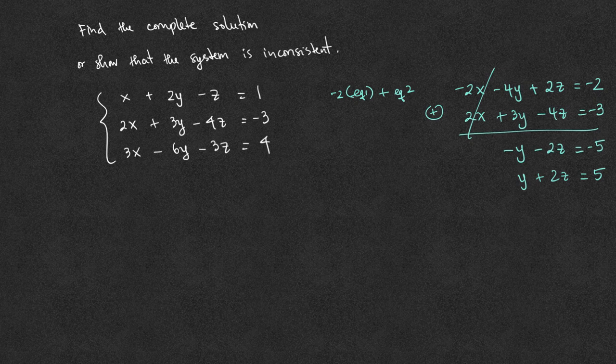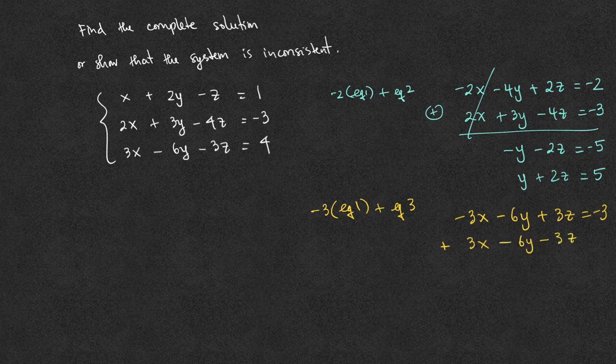We can also get rid of the 3x in the third equation by performing a similar operation. We take the first equation, multiply by negative 3 and add to equation 3. This is negative 3x minus 6y plus 3z equals negative 3, where we took the first equation, every single term, and multiplied by negative 3. We then add this to the third equation, which is 3x minus 6y minus 3z equals 4.